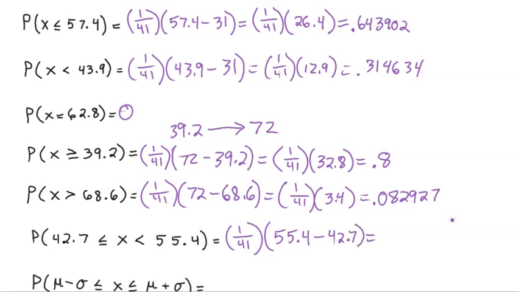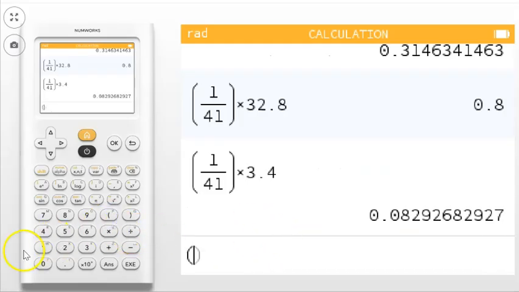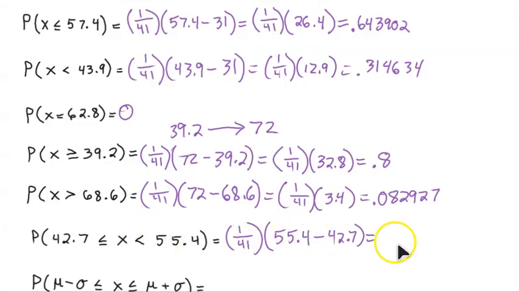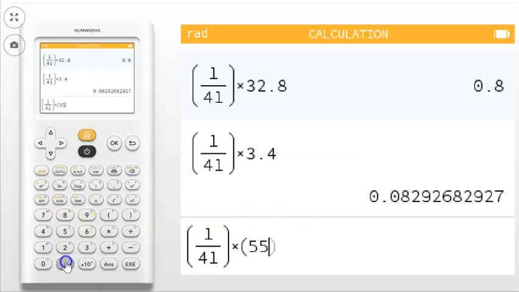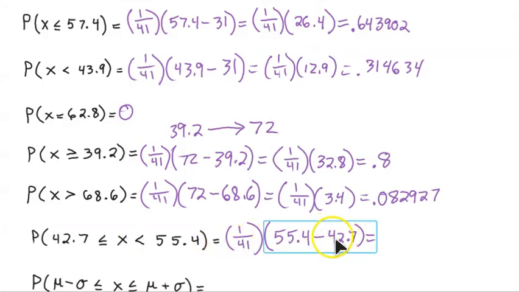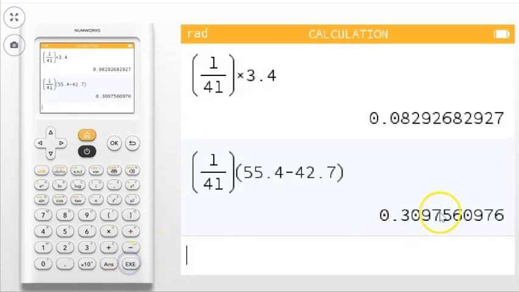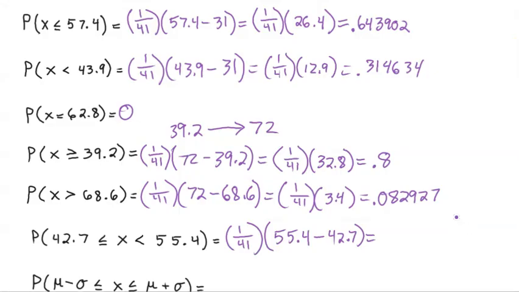I'm going to show you what you can do in a calculator. I'm going to go ahead and key this in exactly as we see it. So I'm going to do 1 divided by 41, and then close the parenthesis, times, then open a parenthesis again, just like I have here, 55.4 minus 42.7, close parenthesis, execute, and it just gives me my answer, 0.309756, okay?